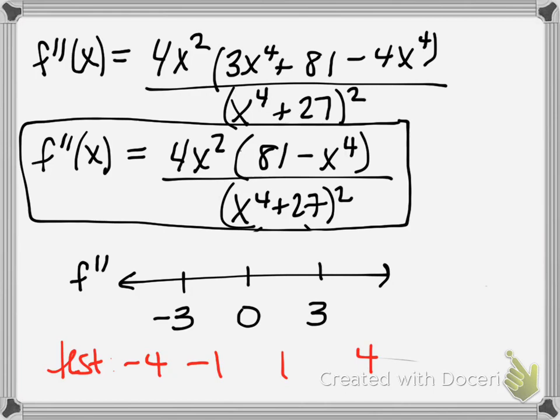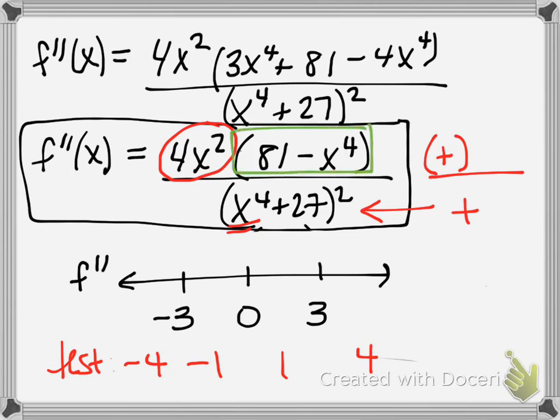You can test in your calculator, but a lot of times I find it actually faster not to use your calculator, because remember, the denominator here, no matter what I substitute in for x, I'm always going to get a positive in the denominator. And then 4x squared, no matter what I substitute in there, will also be positive, which tells you really you only have to analyze the 81 minus x to the fourth to figure out the sign here, because everything else is going to be positive.